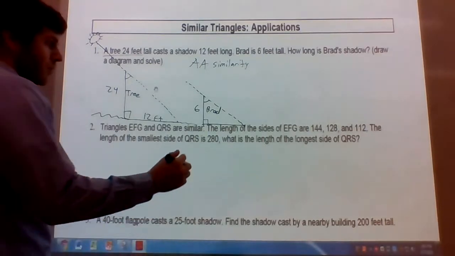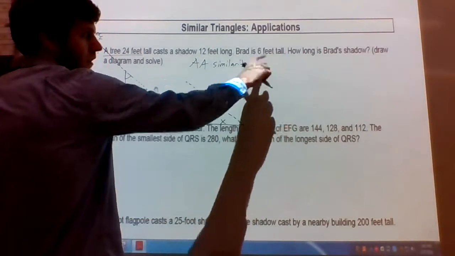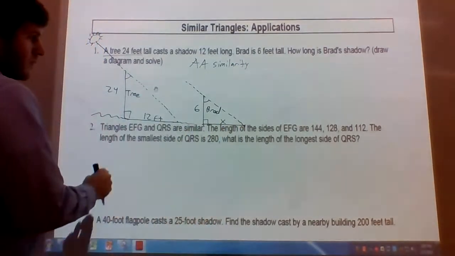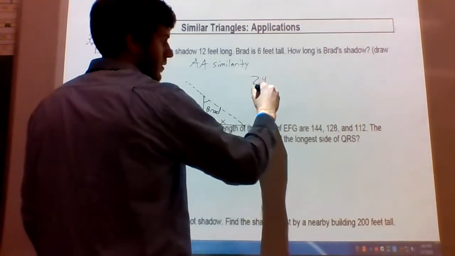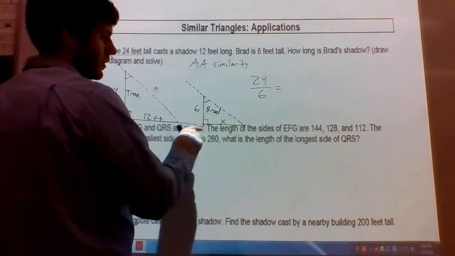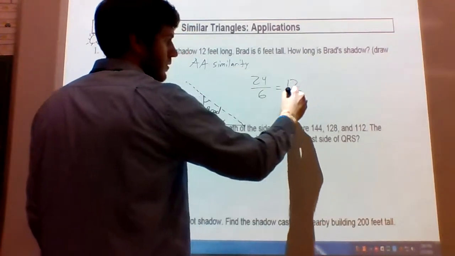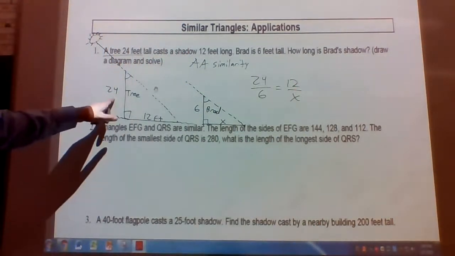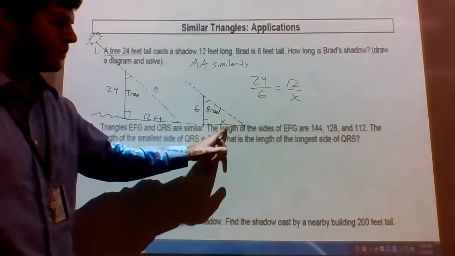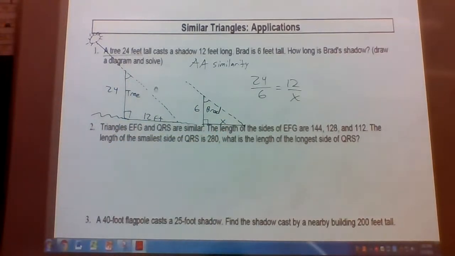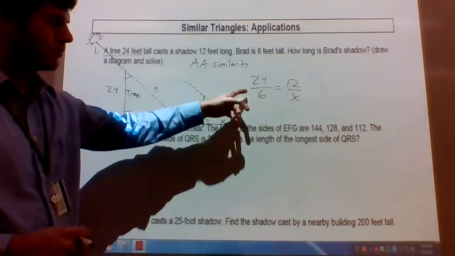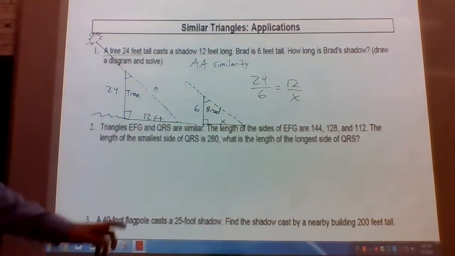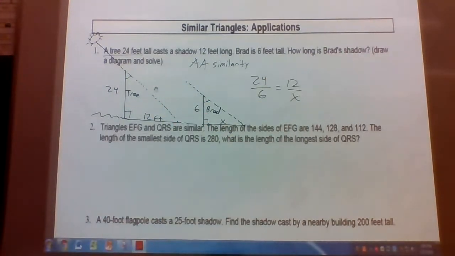So we can set up a proportion. We're trying to find x, which is the length of Brad's shadow. So the proportion is going to be 24 and 6, equal to 12 over x. Okay, so 24 is to 6, as 12 is to x. We're comparing the height of the objects, the tree and Brad, with the length of their shadows. And we know they're proportional because we know these are similar triangles.